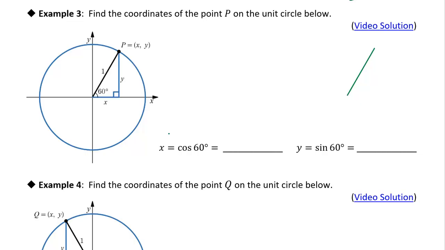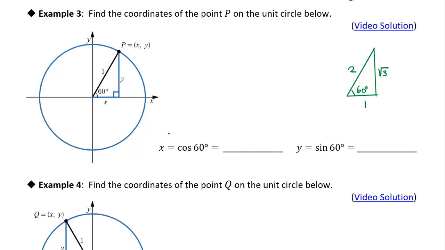Let's make it like that. Let's draw a straight line if I can. All right, let's draw a 30, 60, 90 triangle. All right, so this is 60 degrees. And in our standard triangle, we had 1, 2, square root 3.